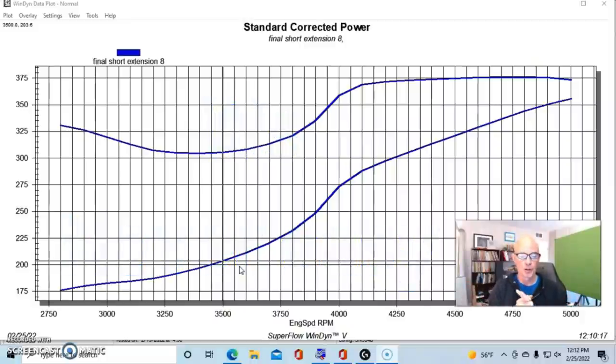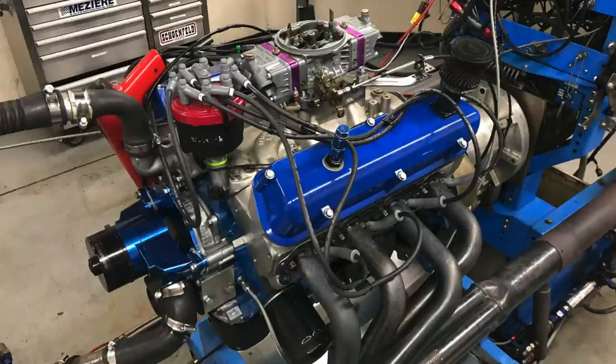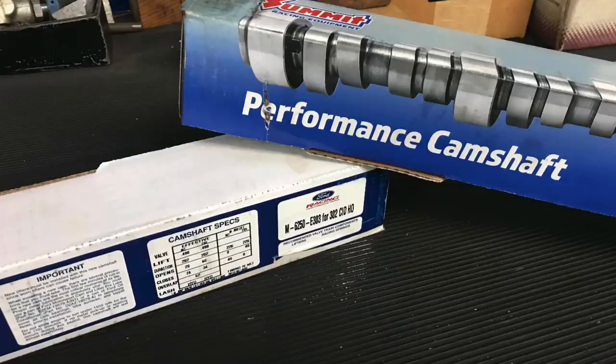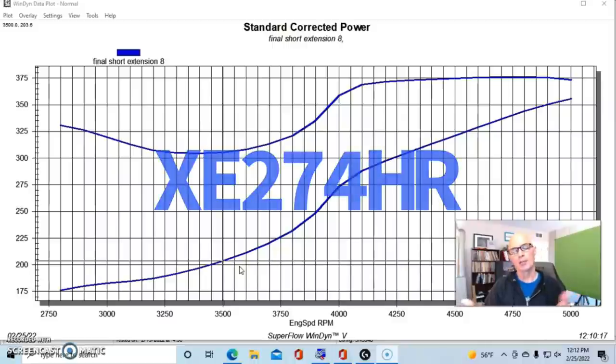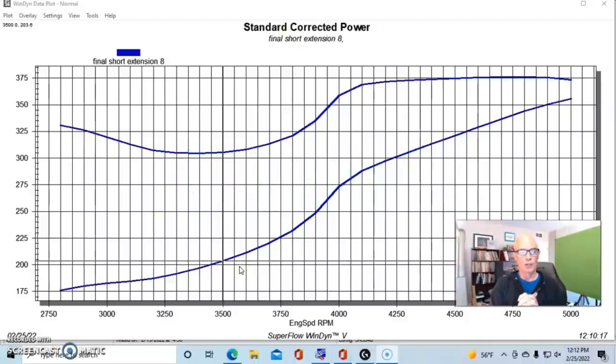This was our 302 5-liter Ford test motor that we ran the E303 versus the E303 Plus from Summit Racing. But while we were testing it, this thing already had a camshaft in it. I'll be doing a video on that. This was the Extreme Energy 274 camshaft. And when we first started, I had run this motor many, many times before in the past, and we put it back on.